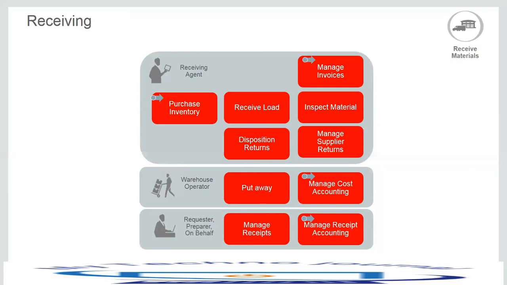And the warehouse operator looks at tasks like put away, manage cost accounting, etc. And the requester or the preparer or on behalf manages the receipts, manage receipt accounting, and the receiving basically supports the supplier advance shipment notices from the supplier portal, if it's a back-to-back advance fulfillment flow.